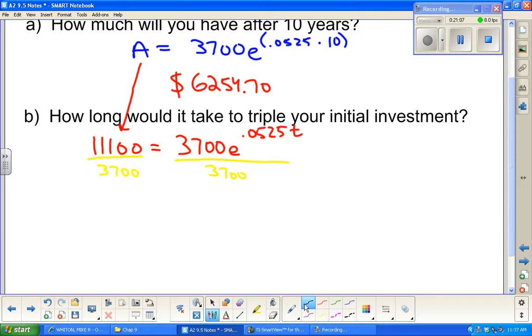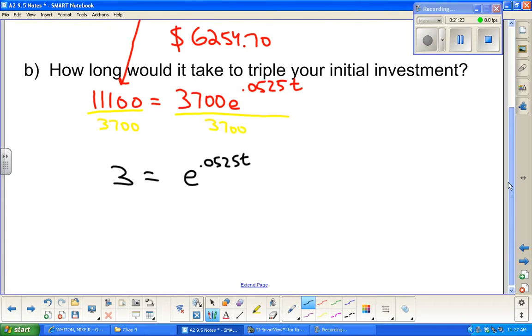Okay, and this shouldn't be a surprise. The left side's going to equal 3. Right, it's 3 times what we started with. So 3 is going to equal e to the 0.0525t. Okay, and now we need to know how to finish this. So just like before, once we get to this step, we can change to log form.